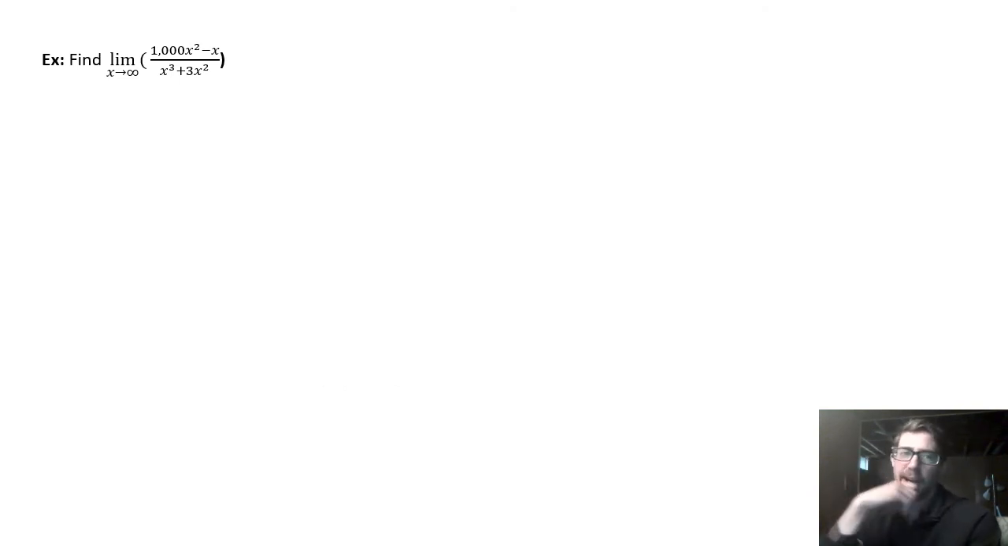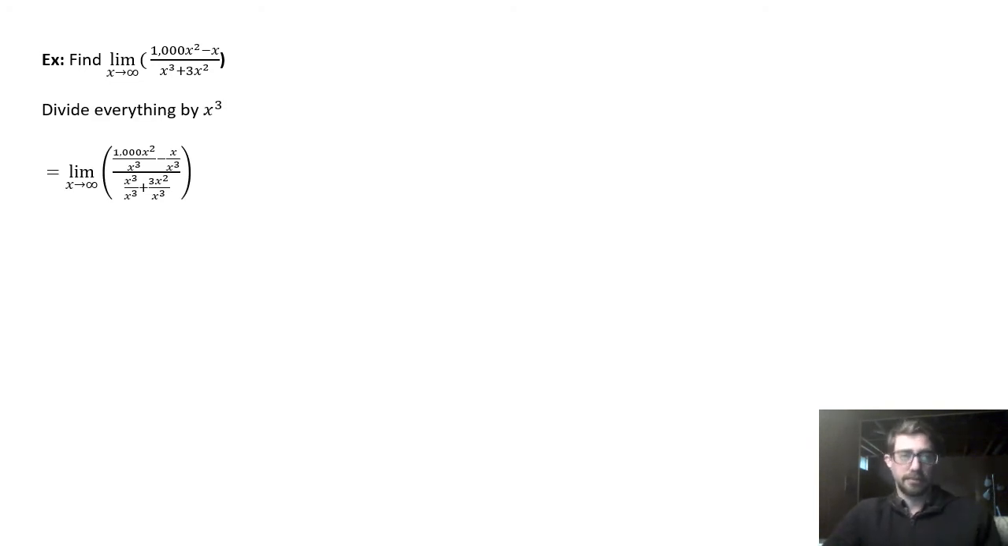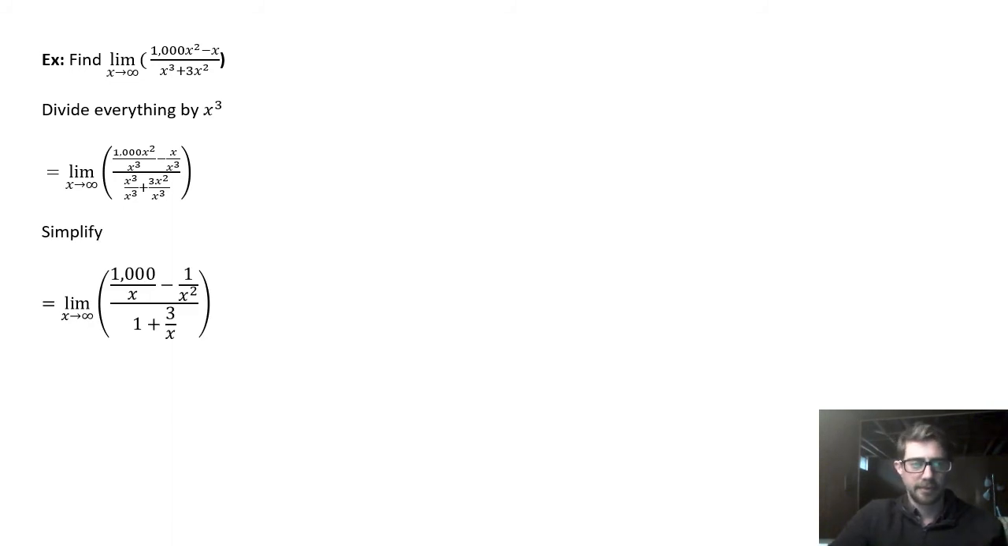Okay, let's do another one. Same exact algebra, so I'll probably go through it a little faster. 1,000 x squared minus x over x cubed plus 3x squared, and you'll see a similar thing happening. The terms like 3x squared and stuff don't end up doing anything. So we're going to divide by x cubed, being the highest power of x we see in the denominator specifically. It's the one in the denominator, so write that down. That's what it looks like. It's ugly, but you can see everything's about to simplify, so simplify it. We get 1,000 over x minus 1 over x squared over 1 plus 3 over x.